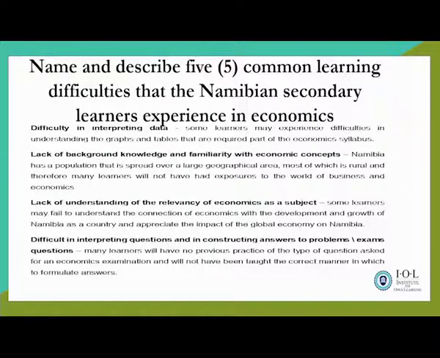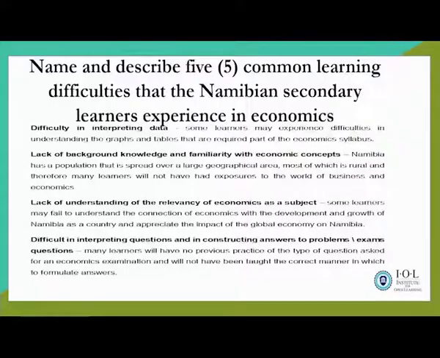The common learning difficulties in the Namibian secondary schools. Difficulties in interpreting data. Like I said, you are asking learners to do graphs, but there are some learners that cannot draw graphs. This is one of the difficulties. Lack of background knowledge with economic concepts. Because the learners are not introduced to these concepts, sometimes when you give a project or class activities, learners cannot do the work because they don't have the background, they don't have the right vocabularies when it comes to economics.